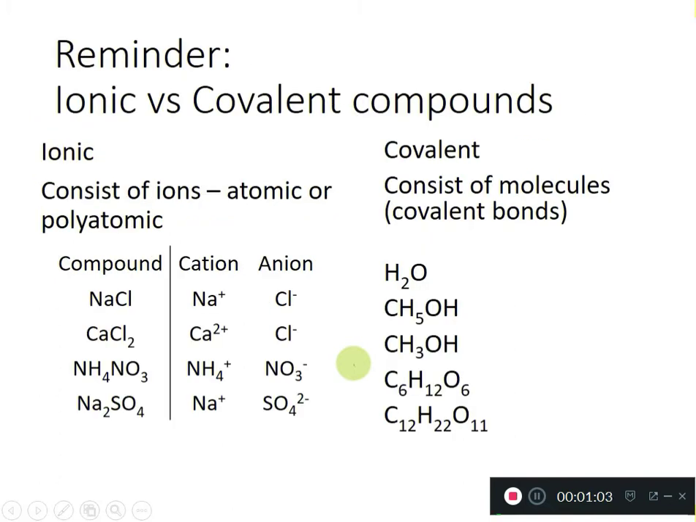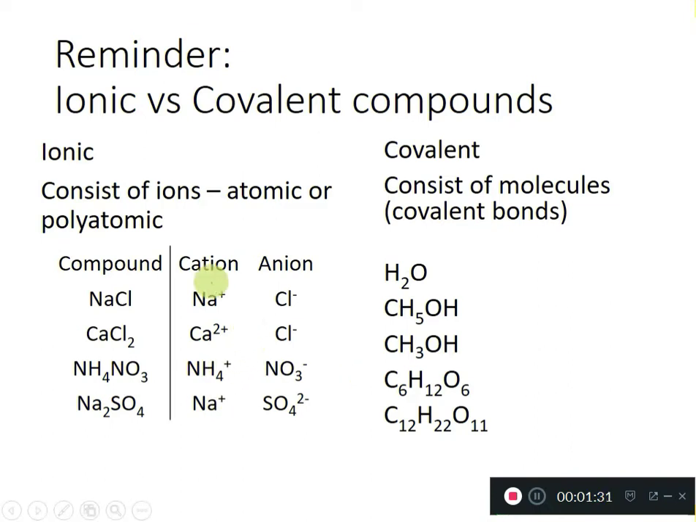All right, so just to back up and remind you about compound type. We have ionic and covalent compounds, and don't forget that ionic compounds consist of ions. So they might be atomic ions, like sodium ions or calcium ions or chloride ions, or they might be polyatomic ions like nitrate ions or sulfate ions. So all of the ionic compounds consist of a cation and an anion.